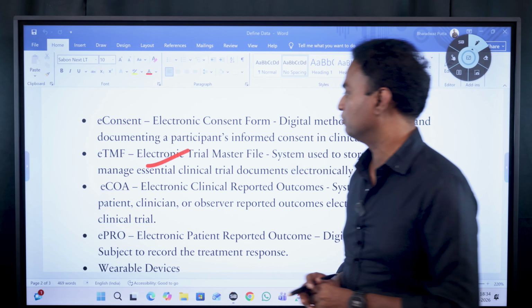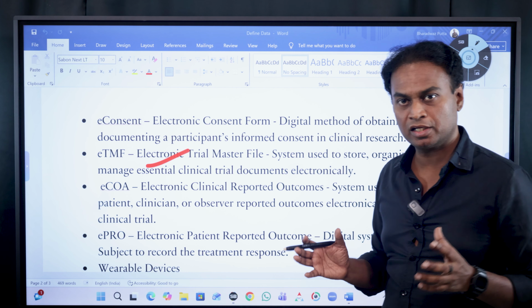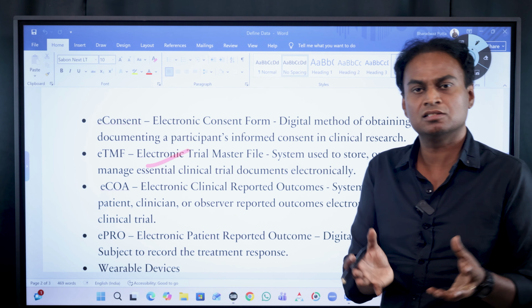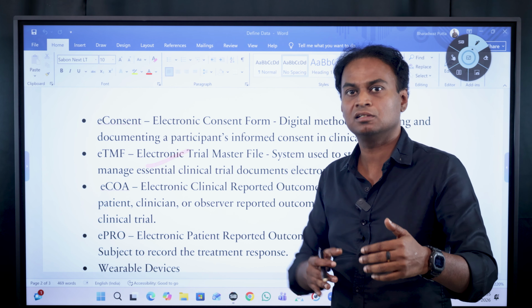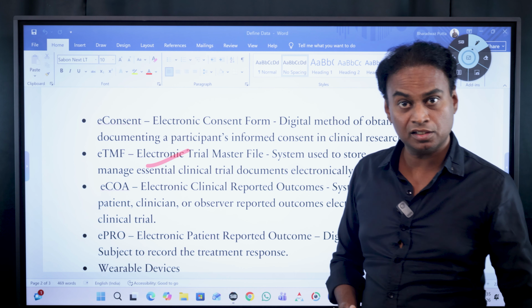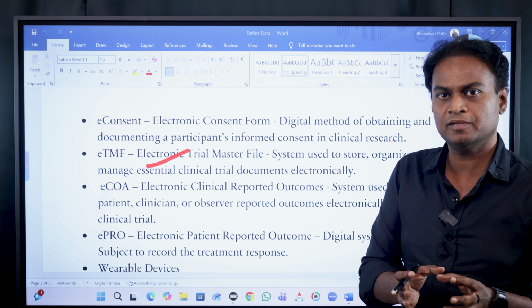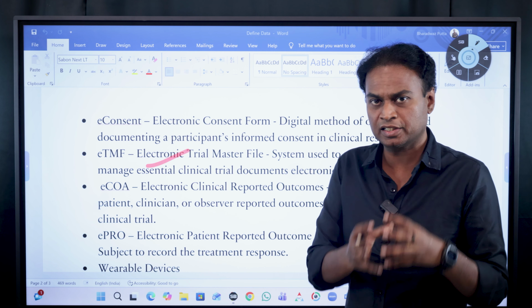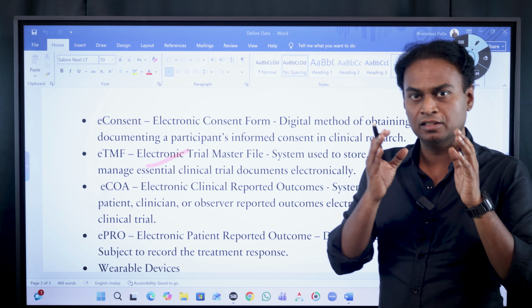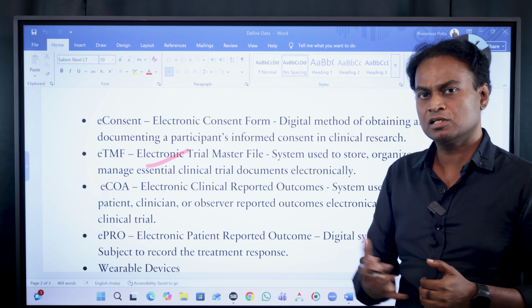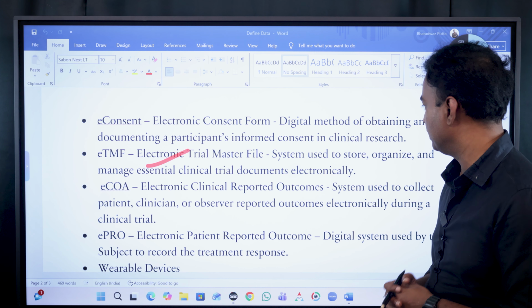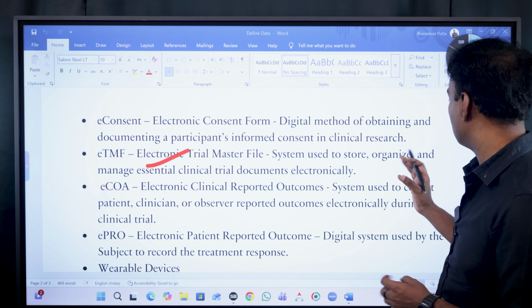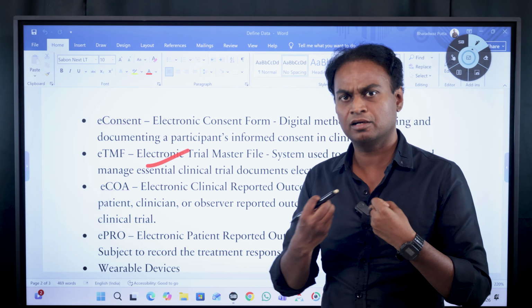Next one is eTMF, electronic trial master file. Electronic trial master file is kept at a site. Site means a hospital where the research is going to happen. So it is hospital in the clinical scenario, site in the clinical research scenario. Hospital and clinical site are the same. When you are speaking about clinical research, you call it a site, not a hospital. Every site where clinical research happens will maintain a document. Previously physical documents were maintained, now electronic documents are maintained. These are essential documents. Electronically they can store the data, organize the data, manage the data, and retrieve the data.